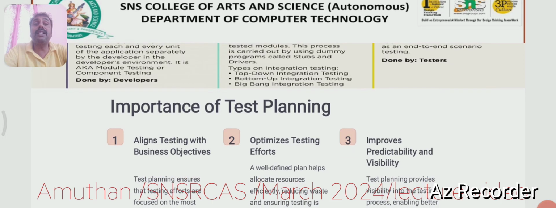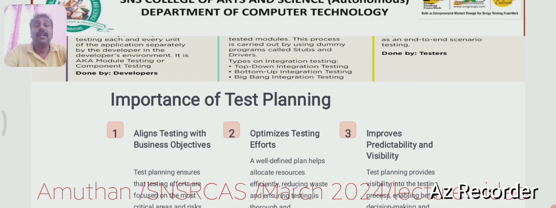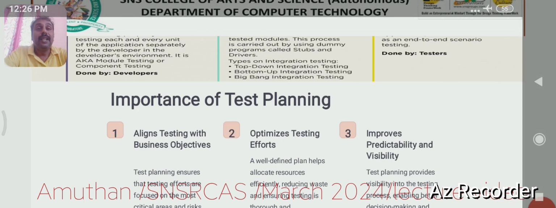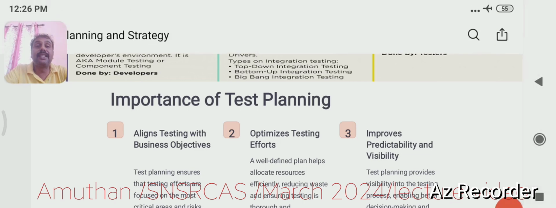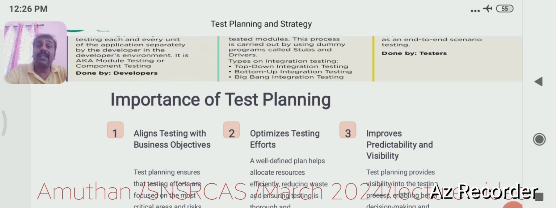The importance of test planning. First point is aligning testing with business objectives. Next, optimizing test efforts. Third one, improve predictability and visibility. The first one is aligning testing with business objectives. Test planning ensures that testing efforts are focused on the most critical areas and risks, maximizing the impact of testing.